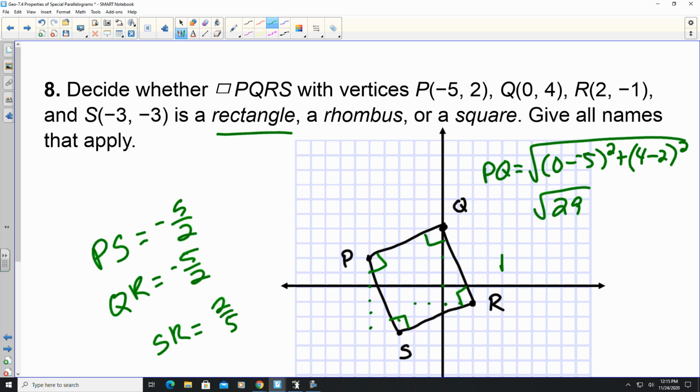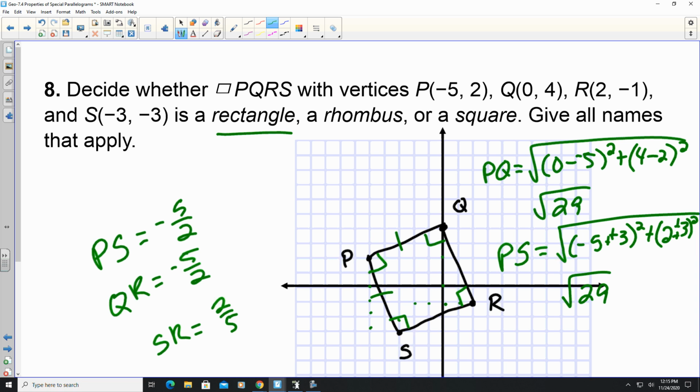All right, now I want to find PS. So I want to see if it's the same thing. So this is going to be -5 minus -3, square that, plus 2 minus -3, square that. -5 plus 3 is -2. Square that, which is 4. That gives me 5, so this is giving me square root of 29 as well.